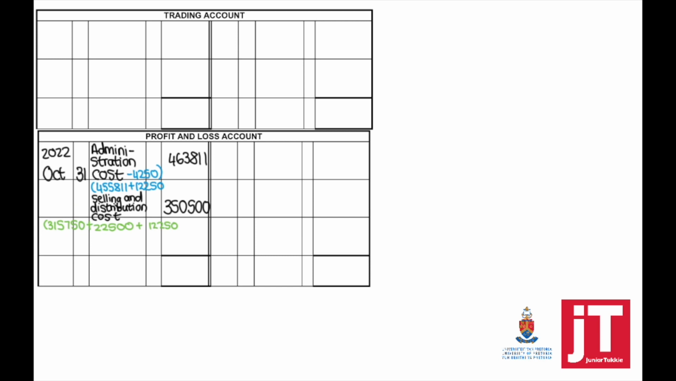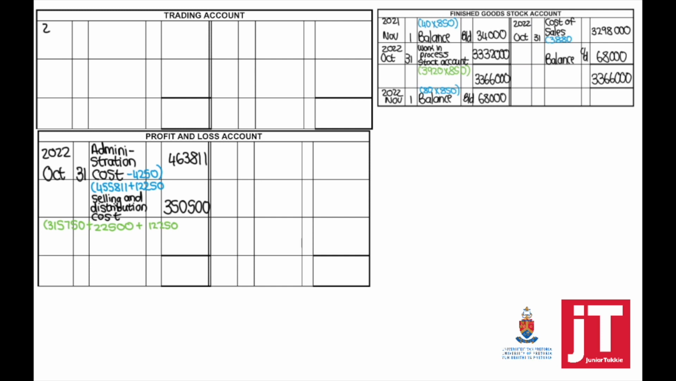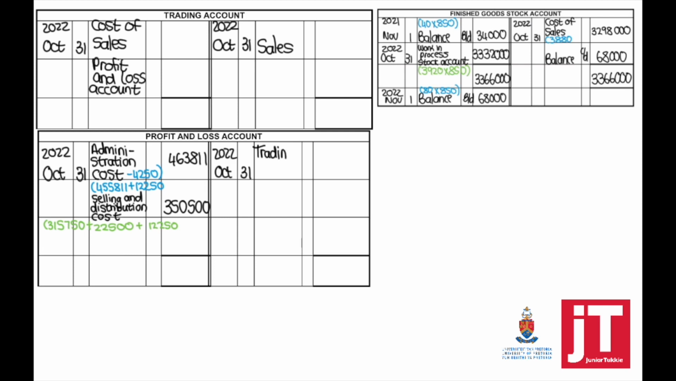Completing now the trading account and the profit and loss account. My trading account, on the credit side, I would always have sales, and on the debit side, cost of sales. Sales minus cost of sales equals the gross profit, which is taken to the profit and loss account. So these are the basic steps that you've learned since grade 10.